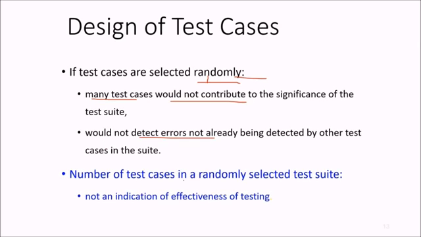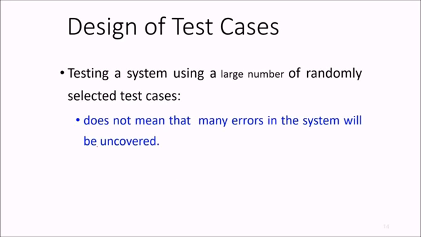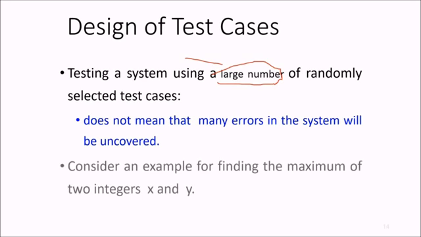The number of test cases in a randomly selected test suite is not an indication of effectiveness of testing. So testing a system using an enormous amount of randomly selected test cases again does not mean that many errors in the system will be uncovered. Just saying that I have made n test cases and tested with them does not guarantee that the errors have surfaced or been uncovered.